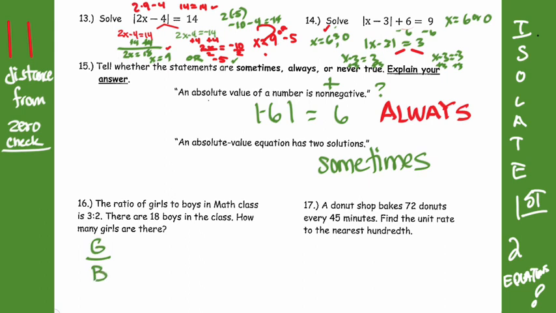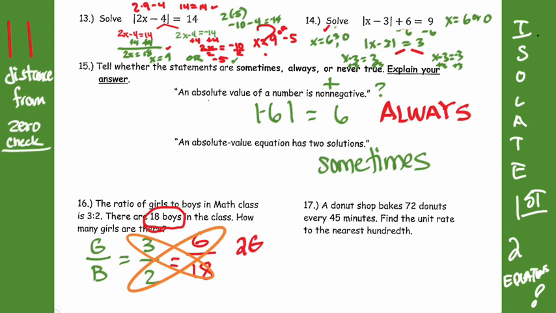On 16, we're going to set up this ratio of what we have. It tells us that we have a ratio of girls to boys. So girls to boys, right? And then we say that that is 3 to 2. And what else do we know? Well, we know what the boys are, and we're solving for the girls. At this point, it's a proportion, so I can cross multiply to solve. And I find that the girls are 27.